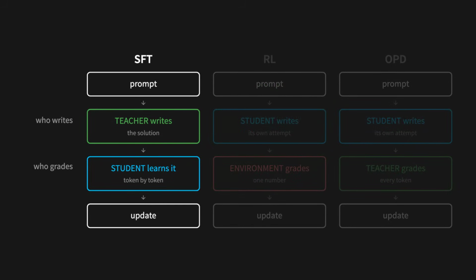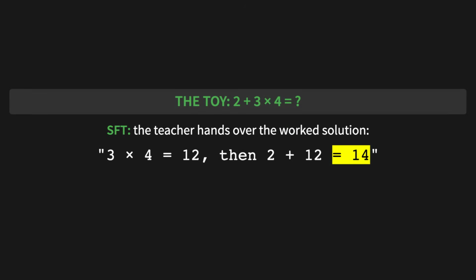The first way lights up on the map, supervised fine-tuning, the one you've already seen. On our problem, the teacher hands over a worked solution. 3 times 4 is 12, then 2 plus 12 is 14. The student copies it, token by token. And there is the problem. The student only ever sees perfect text. When it makes its own mistakes at test time, it has never trained on any.